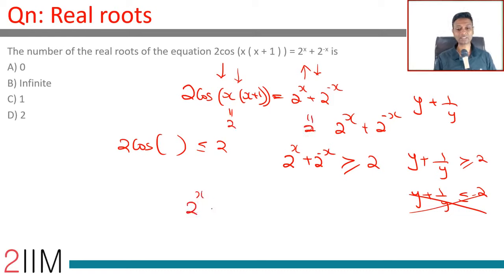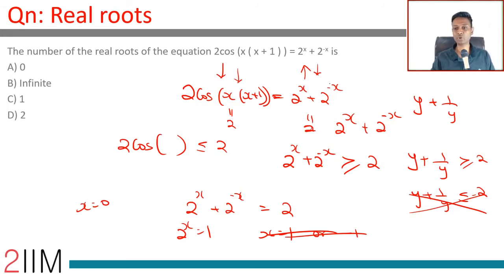So 2 power x plus 2 power minus x: when will it be equal to 2? When x is 1 or minus 1? Sorry, when 2 power x is 1, not when x is 1. When 2 power x is 1, or when x is 0, 1 plus 1 is 2. When x is 1, it becomes 2 plus 1 by 2. When x is minus 1, it becomes 1 by 2 plus 2. That doesn't work. X has to be 0. 2 power 0 plus 2 power 0 is 2. Right? So x equal to 0 works.